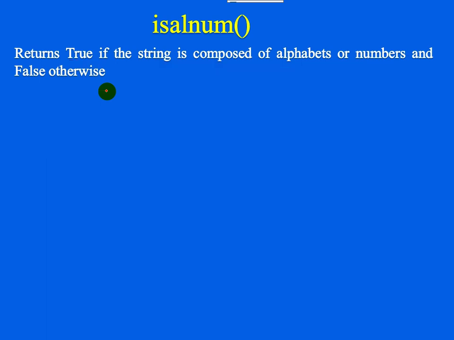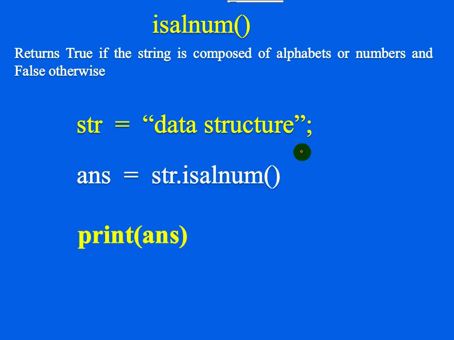Let me explain using an example. Consider the string str equals data structure. Now if I write str dot isalnum, what answer does this function return? Does this string contain only alphabets and numbers? No, and the reason is a space character is there. You can see, the space character is neither an alphabet nor a number. So the string does not contain alphabets or numbers only. So the answer returned is false.